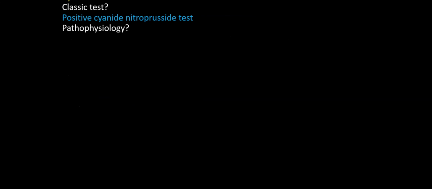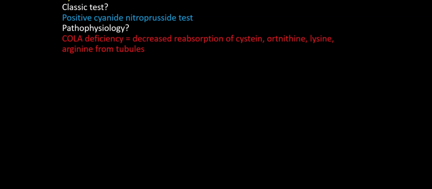Yeah, you might see this on a PEDS shelf. You might see this definitely on step one. This is where you have deficiency of that COLA transporter, which decreases the reabsorption of cysteine, ornithine, lysine, and arginine from the tubule. So you'll have deficiency of all of those amino acids because you can't resorb them, but you'll also have increased amounts of those in the urine, and cysteine will precipitate. Treatment for these patients is going to be hydration and alkalinization of the urine.